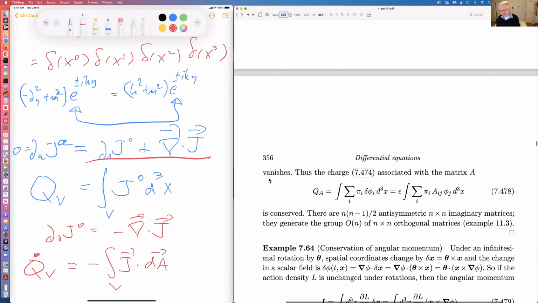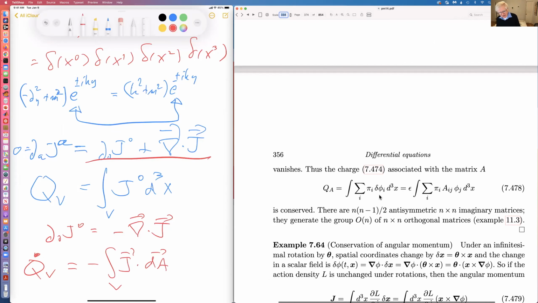The charge then is the pi_i's times the change in the phi_i's, and the change in the phi_i is A_ij phi_j. And so what do we have here? We have N(N minus 1)/2 antisymmetric N by N imaginary matrices. They generate the group O(N) of N by N orthogonal matrices.